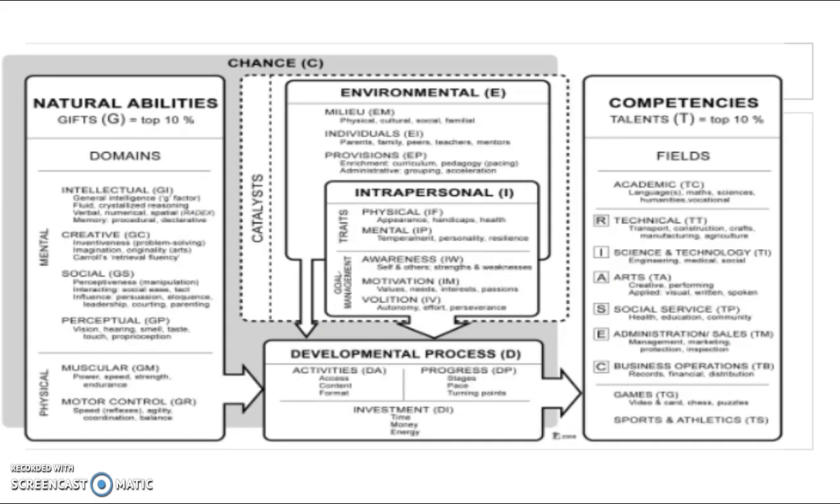This is the differentiated model of giftedness, and this specific chart is from Gagne's website. I think it's a slightly different arrangement from the textbook chart, but it clearly shows the natural abilities. It has the environmental, interpersonal, developmental process, and the competencies. So this is in the textbook, and you can refer to that for more information.